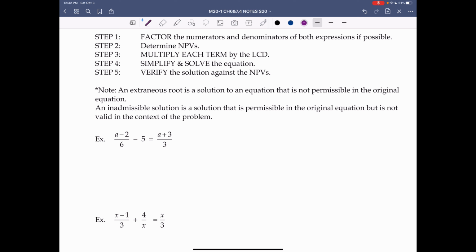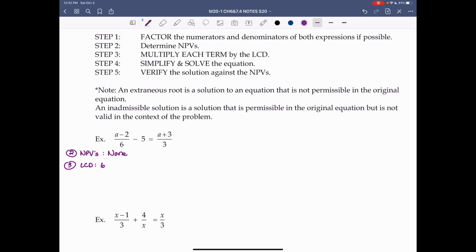(a minus 2) over 6, minus 5, equals (a plus 3) over 3. Step 1, factor. There's nothing to factor here. Step 2, determine our NPVs. In this question, we don't have any variables in the denominators, so we would have no NPVs. Step 3, multiply each term by the lowest common denominator. We have 6 and 3 as our denominators. 6 is a multiple of 3, so that is our lowest common denominator.